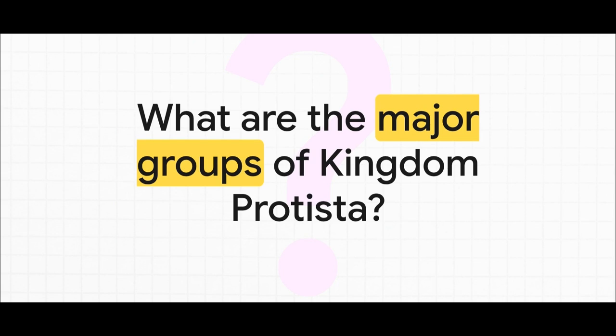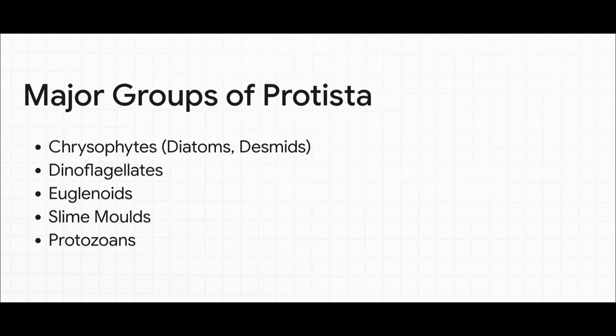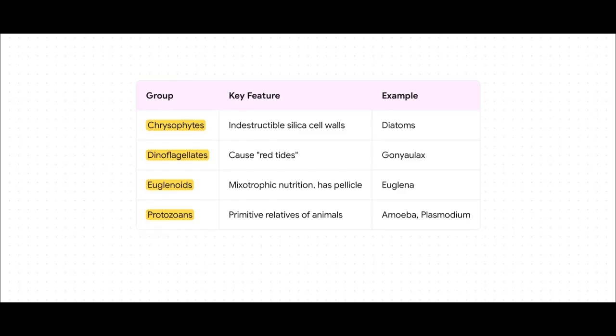You can kind of think of this kingdom as a bridge. It connects Monera with the other more advanced kingdoms. So what are its major groups? Here are the 5 major groups of Protista. Let's quickly run through the most important must-know points about each one. Check out this diversity. Chrysophytes have indestructible silica walls which form diatomaceous earth. Dinoflagellates are the ones that cause those infamous red tides. Euglenoids are mixotrophic, autotrophs in the light, heterotrophs in the dark, and protozoans are basically the primitive relatives of animals. These are your key matching points right here.